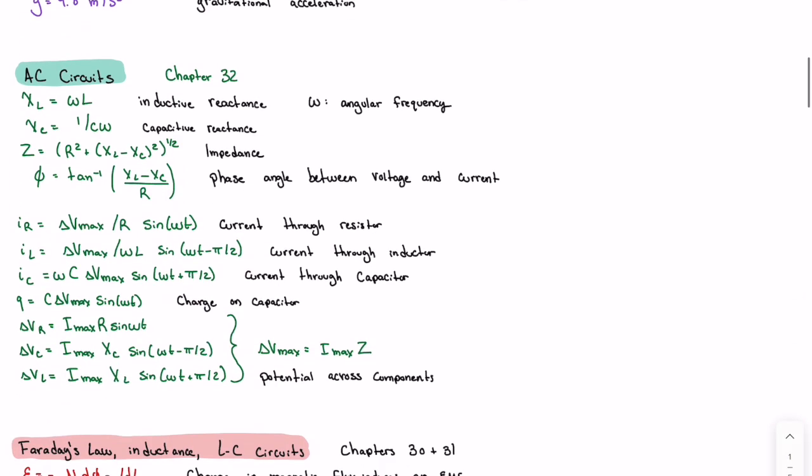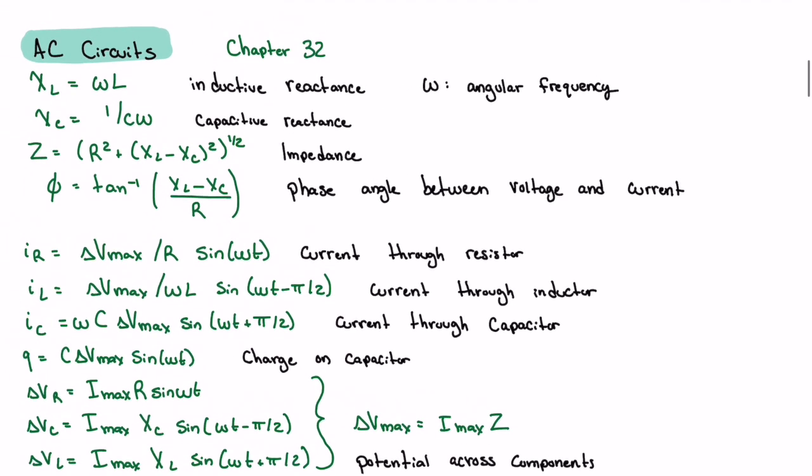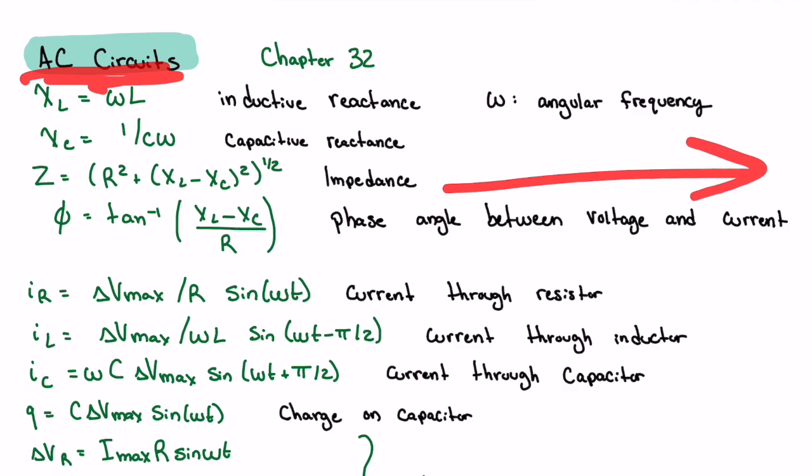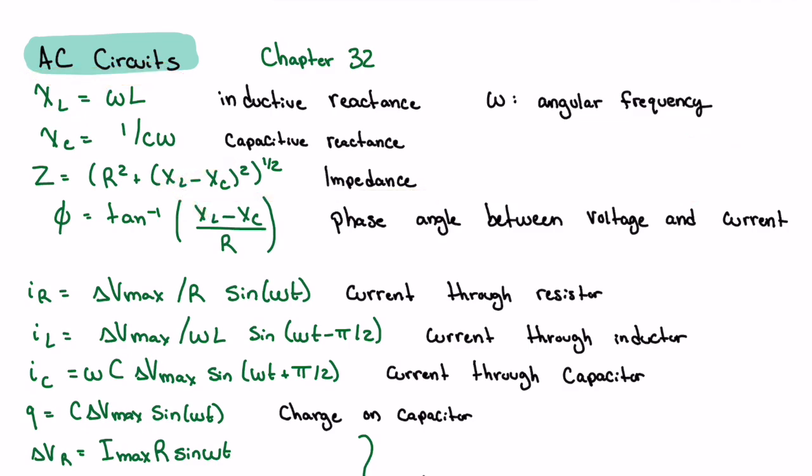But anyways, I'm going to start off with chapter 32, which was AC circuits. I'm going to be going backwards from 32 all the way down to 22. Here, we talked about XL and XC. This is the inductive reactance and the capacitive reactance. The idea is that in AC circuits, the current is going one way, and then it flips, and it goes the other way. And it flips with an angular frequency of omega.